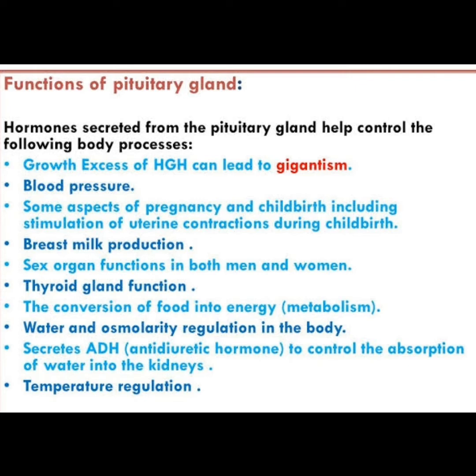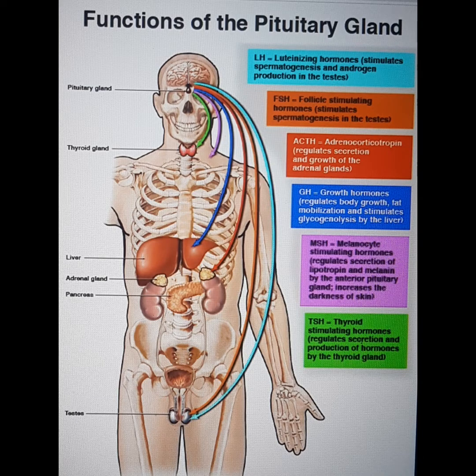And the thyroid stimulating hormone activates your thyroid to release the thyroid hormones. And this thyroid gland and the hormones it produces are crucial for metabolism. Then the next, the adrenocorticotropic hormone, stimulates your adrenal glands to produce cortisol and other hormones.